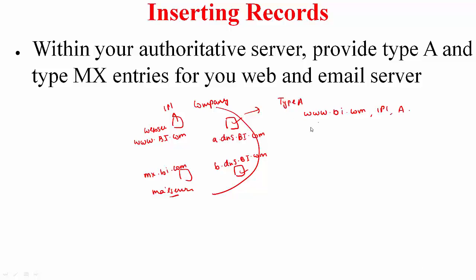Similarly, you will also have an entry which has something like this, which corresponds to the type MX, where it says this is the mail server for this particular domain, and you will also have an entry that will say that this is the IP address 2. Let me call this IP2, and this is a type A address.